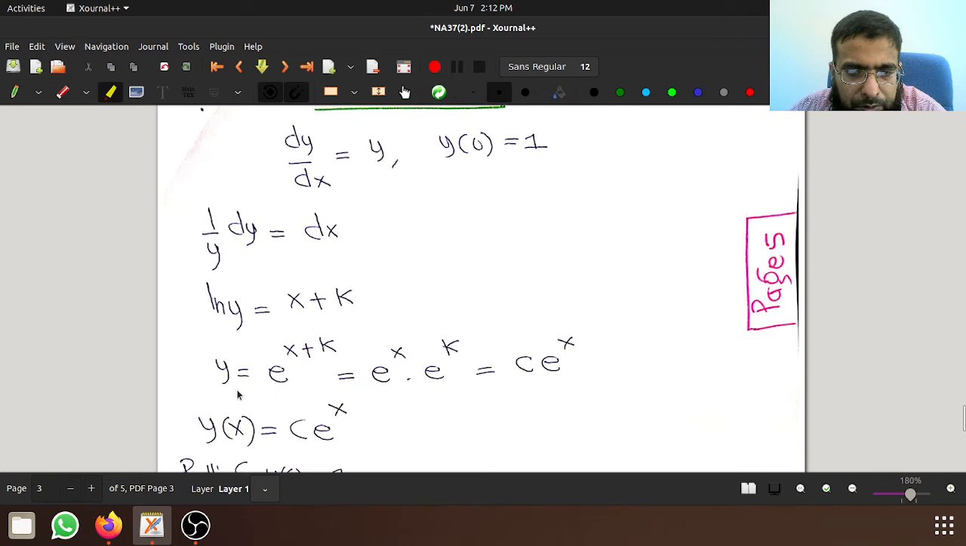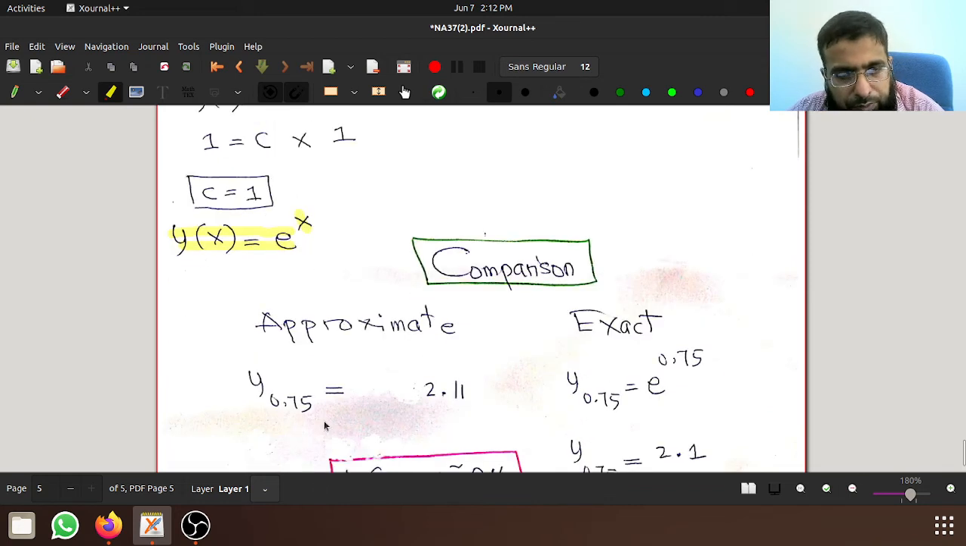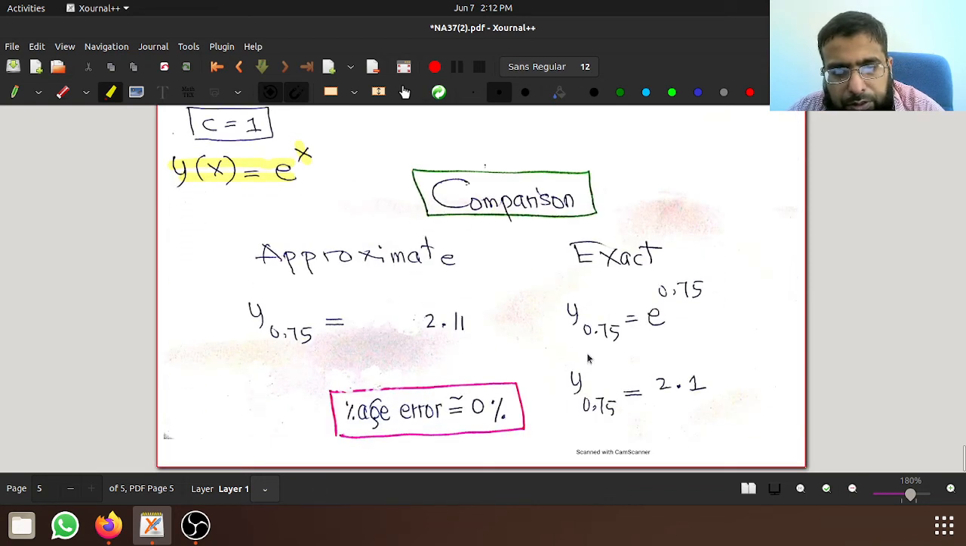Right, the exact solution for this ODE is: log of y is x plus k, and we compute the anti-log on both sides. E to the log of y is y, and then we put in the initial condition, and it comes out to be a very important result. Y of x is e to the x, based on these initial conditions and the given differential equation. So the exact value at x equal to 0.75 is 2.1. If we plug 0.75 here, the exact value is 2.1.